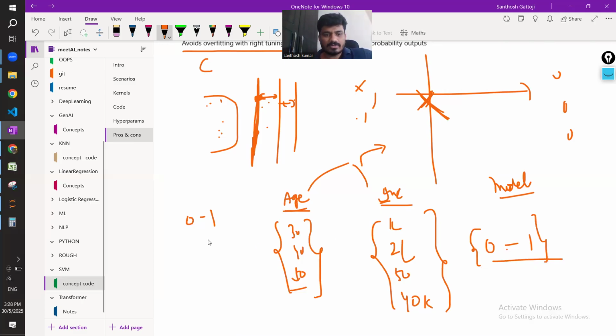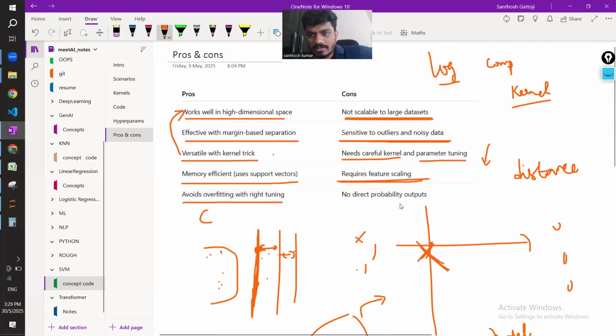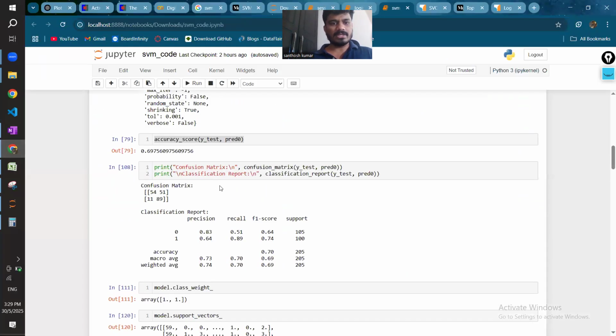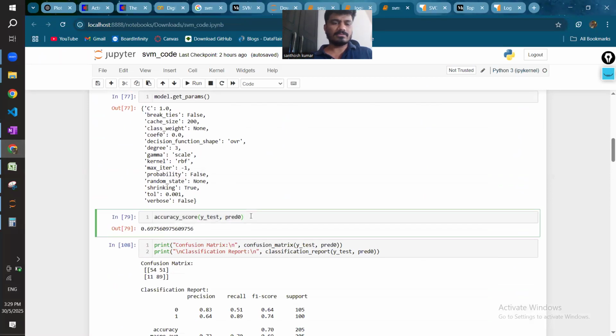Bringing into the same scale is very, very important. Not only for this model, always remember any model which involves distance. This is very important. And there are no direct probability outputs. So that means we don't have them directly, but we can get it from predict_proba. Using that we can get the probability.